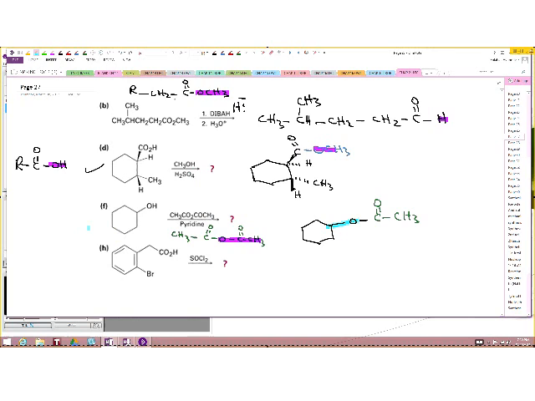And finally, we are going from a carboxylic acid reacting with thionyl chloride. What does it give you? An acid chloride. And that will be the end of today's session. Carboxylic acid reacts with thionyl chloride to give you an acid chloride.